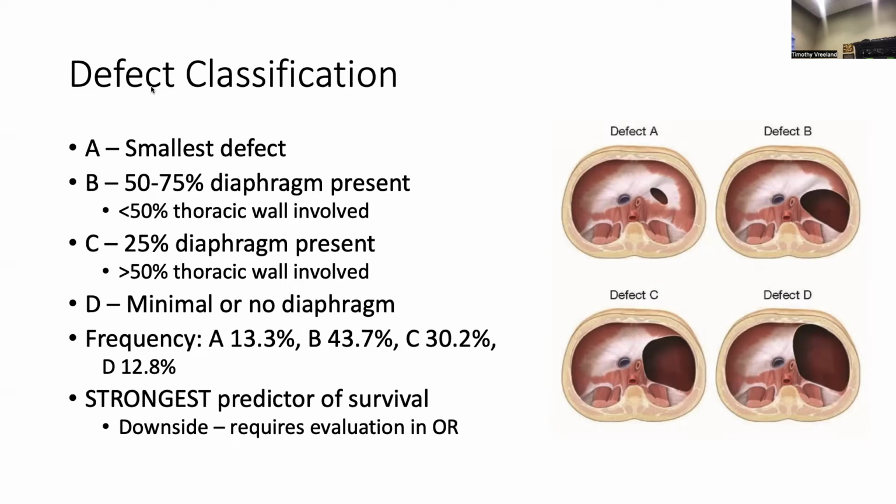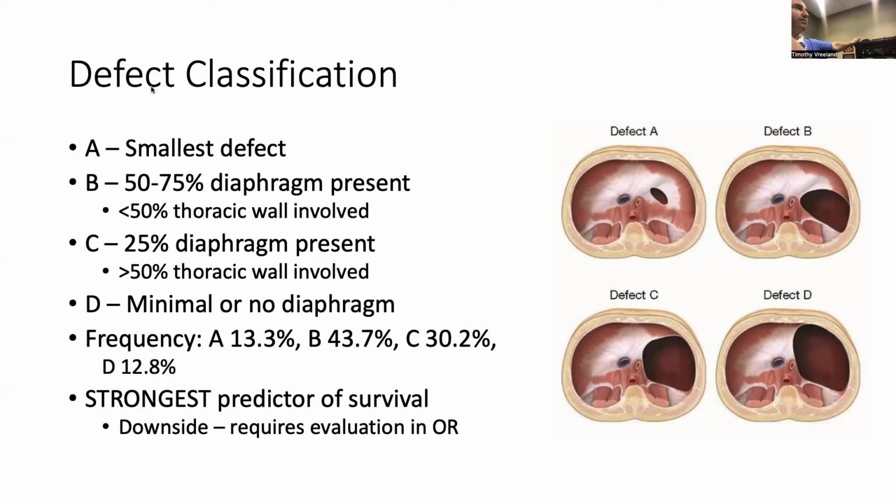B, 50 to 75% of the diaphragm is present, less than 50% of the thoracic wall is involved. Sometimes you can get these closed with sutures, but usually we'll need a little patch laterally. C, 25% of the diaphragm is present, greater than 50% of the thoracic wall is involved. And then D is what we call diaphragmatic agenesis, where there's really nothing, and those are the most challenging to repair. You definitely have to repair C and D with mesh. There's usually a little furled up piece of diaphragm in the retroperitoneum that you can mobilize, but sometimes you're just sewing to retroperitoneum.